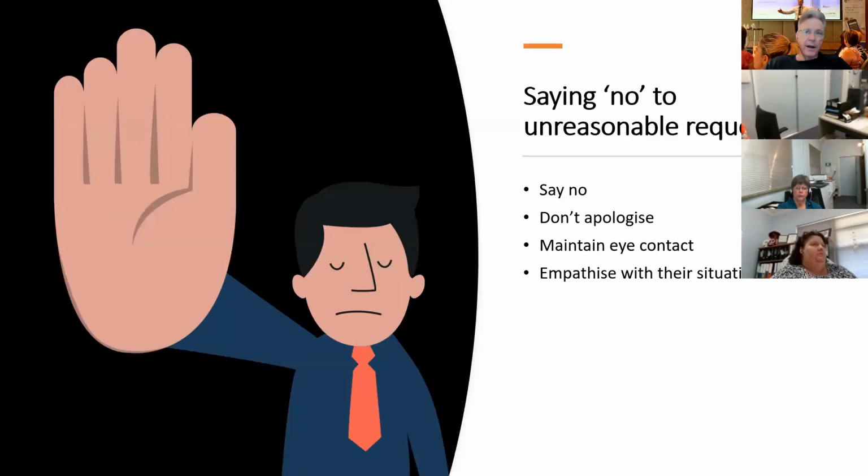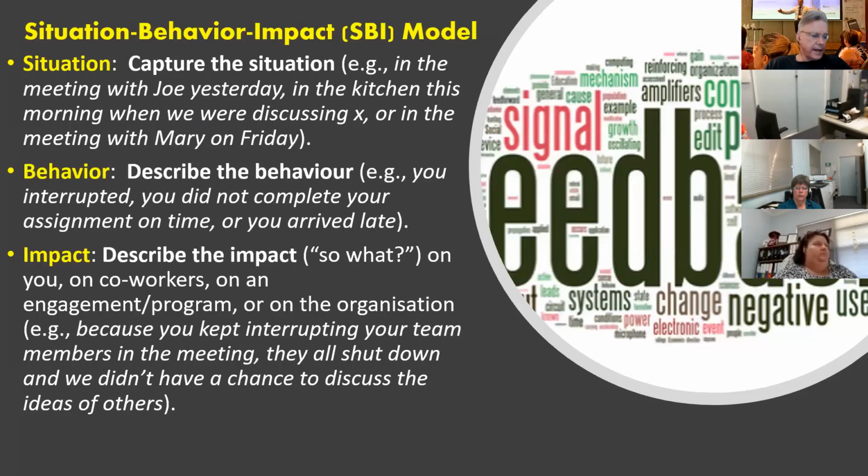All right. So I think we're just about finished. I was just going to talk about the SBI model before I finish. I think this is a very good one. I'll obviously send you the slides and the recording at the end of this. SBI stands for situation, behavior, and impact. So when you've got to give somebody some feedback, you explain the situation, you explain the behavior, and you explain the impact.